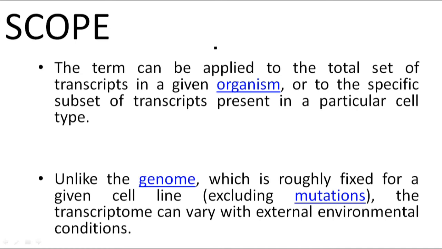Another important thing, unlike the genome, which is roughly fixed for a given cell line, excluding mutations, the transcriptome can vary. For example, in human beings, all the cells contain 23 pairs of chromosomes, 46 chromosomes. It is fixed, with no change, excluding mutation. But the population of RNA varies from cell to cell, because depending upon the need, the cell produces RNA molecules. It is further influenced by external environmental factors. This is what I intend to reveal. The population of RNA quite differs from one cell to another, whereas the genome is fixed.